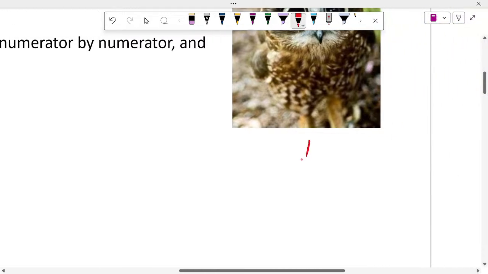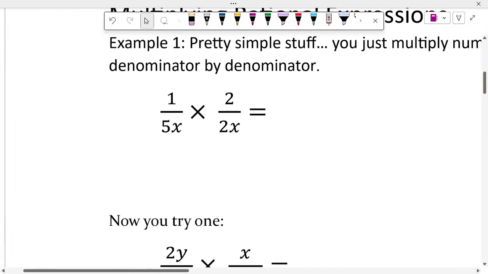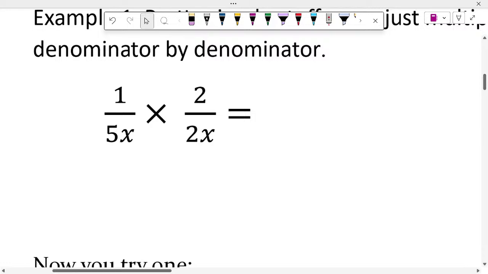Let's imagine it was, don't write this, a half times a sixth. What would you do? Okay, so we do 1 times 1, which gives us 1, and 2 times 6, which gives us 12. In other words, we multiply the numerator by the numerator and the denominator by the denominator. Okay, good. So let's do that here. Very simple. 1 times 2 is 2, and 5 times 2 is 10, and x times x is x squared.